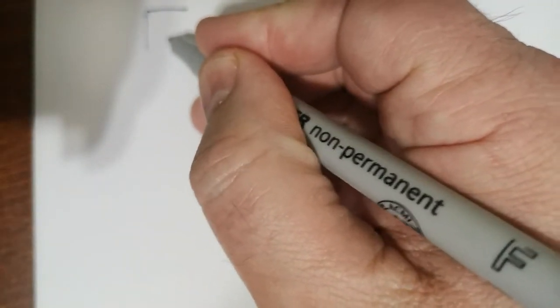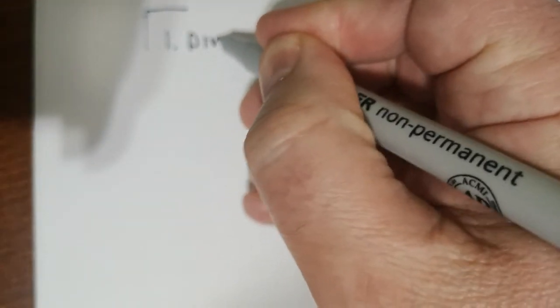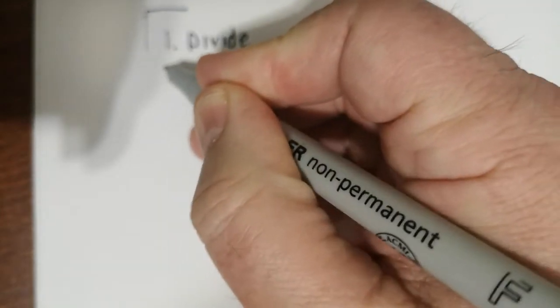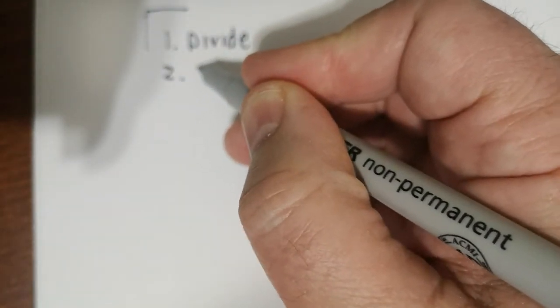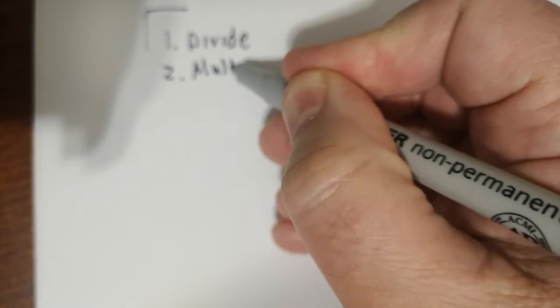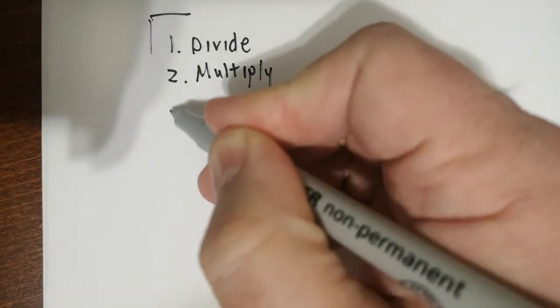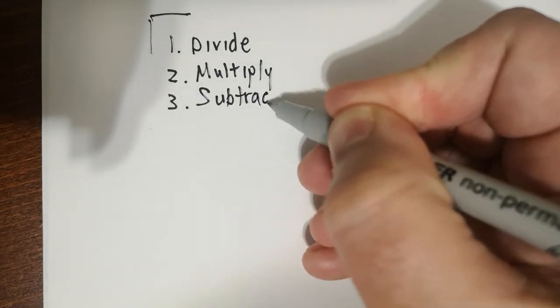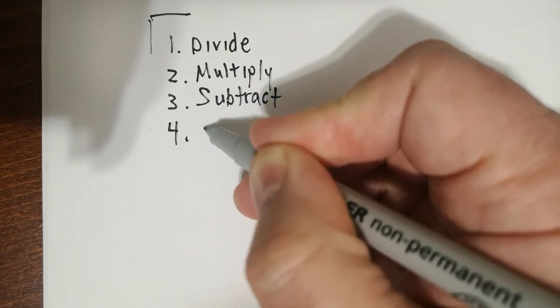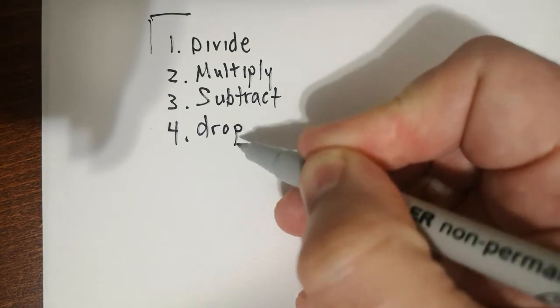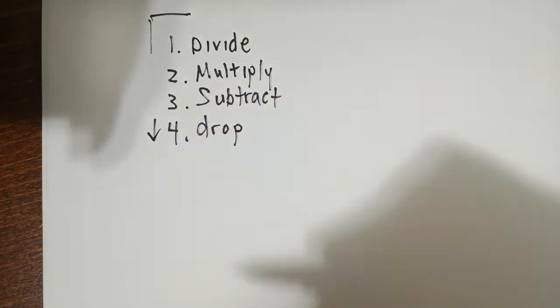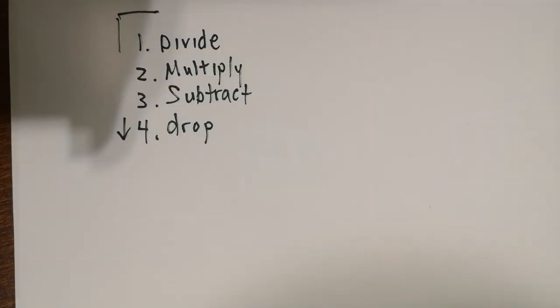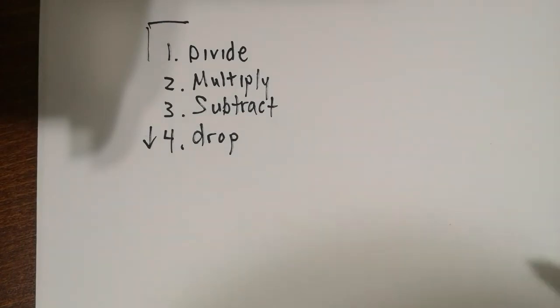Okay, so the steps in long division, there are four. The first of these is divide. The second thing is to multiply. The third step is to subtract. And finally, you drop down a number. We've done this before, but we're just going to look at it again. Okay, so let's try a question.